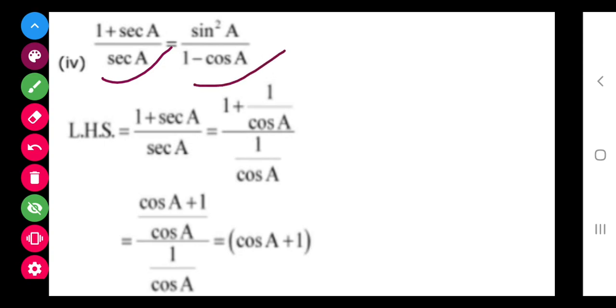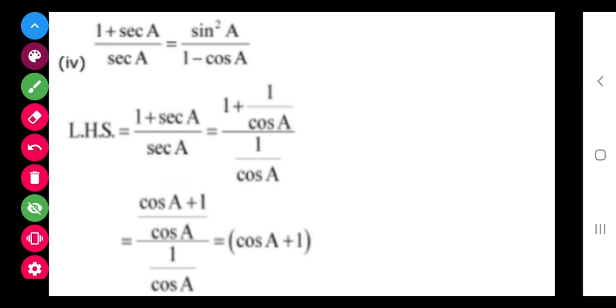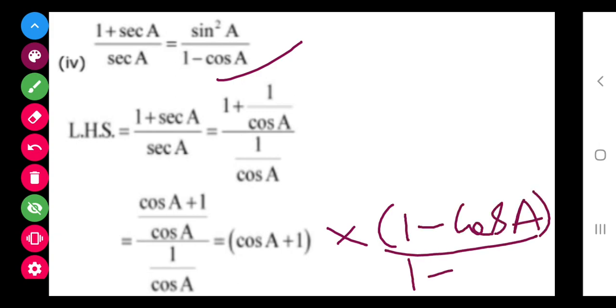Now the first step, sec can be written as 1 upon cos. On taking LCM above, we will get this. Now this cos and cos can be cancelled, and finally we have got this. But this is not our answer. So class, sometimes we have to make our answer. You can see that in the denominator nothing is there, but we need it in the denominator. So what we will do, we will multiply this by 1 minus cos A, 1 minus cos A.